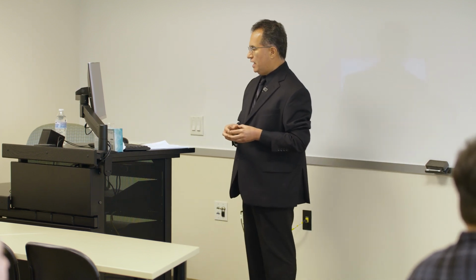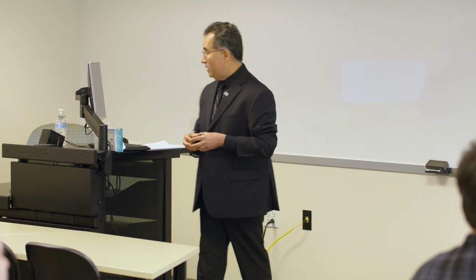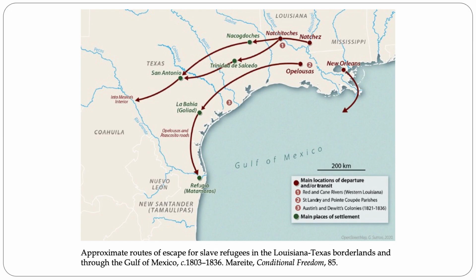That third book that I mentioned, Marite's book that just came out very recently, documents many of the routes that existed, not only through land. Even in the early 1800s, people were escaping and making it to Nacogdoches, to Trinidad de Salcedo, to today's Goliad, San Antonio, and then into the Mexican interior. So this is actually an old story, and there are many examples. This example is very interesting.